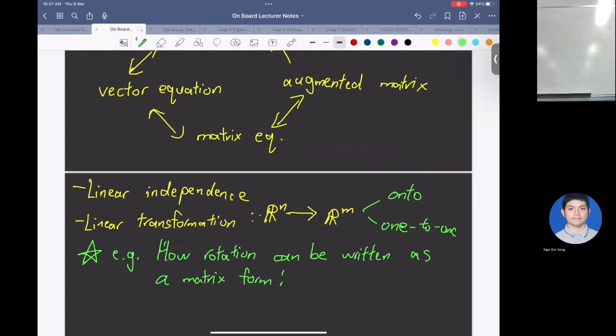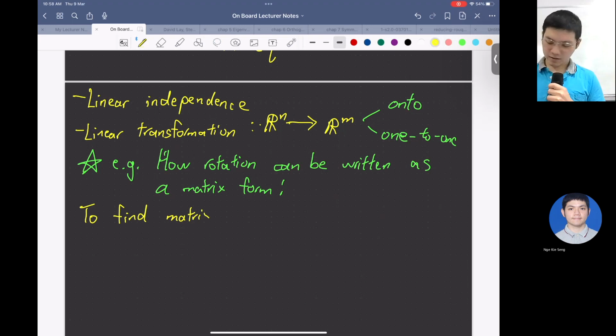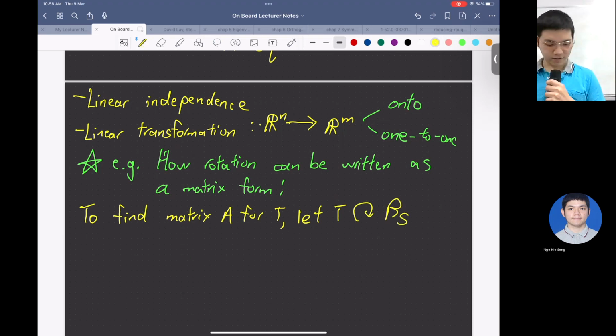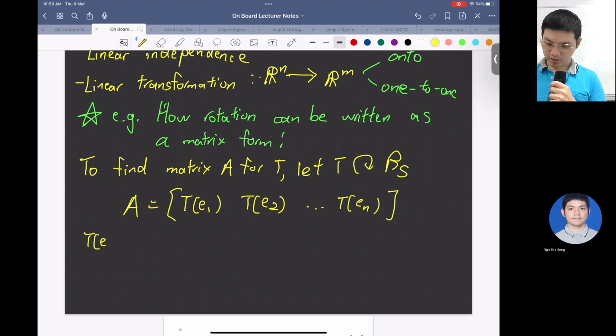So I tell you how vectors change, but I don't give you the matrix, how you produce the matrix. So you need to check on the standard basis. Let me give you the way. So the matrix A for T, let T act on the standard basis. Then A equals T on E1. Make sure you review this thing, we've already gone through it in the class. So T(ei) will make up the columns.